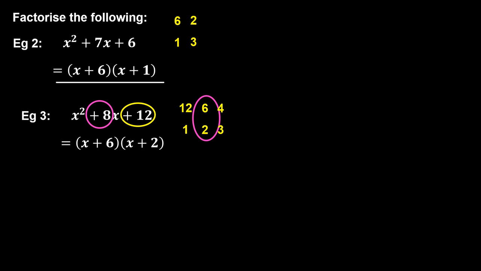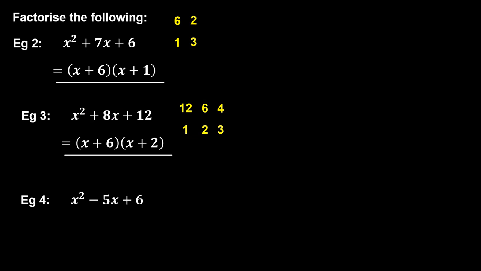You'll notice in these two examples that in the trinomial, both signs are positive, and in the brackets, both signs are positive. In example 3, both signs were positive, and in the brackets, both signs were positive. Let's look at another one.